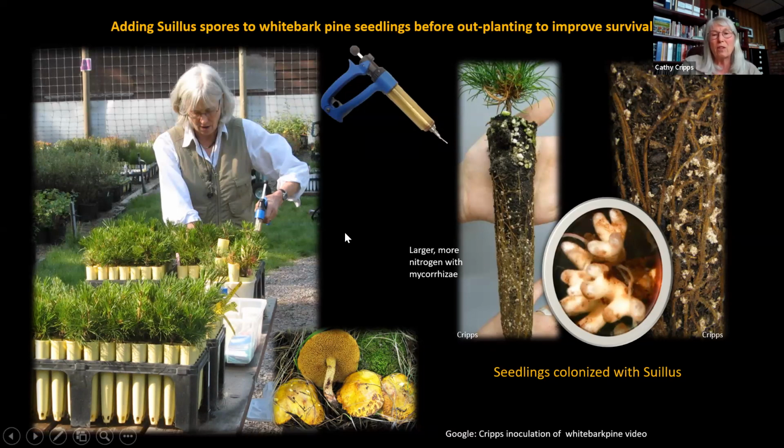It formed mycorrhizae very easily in the greenhouse. We found that the seedlings were 60% larger. They had a lot more nitrogen in them when they were outplanted if they became mycorrhizal. If anyone's interested in that technique, you can just Google, there's a little thing that says Cripps inoculation of whitebark pine or something like that. And a video will come up showing you how we do that.